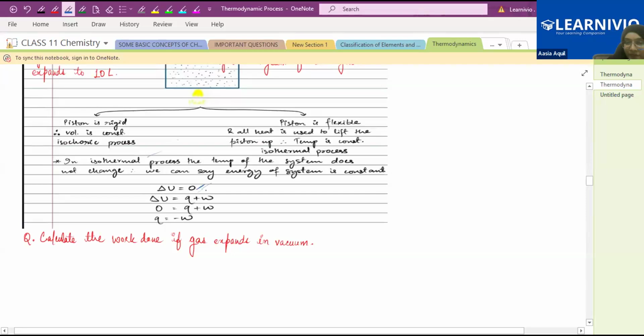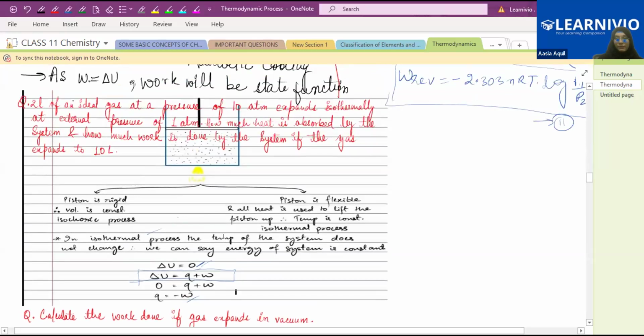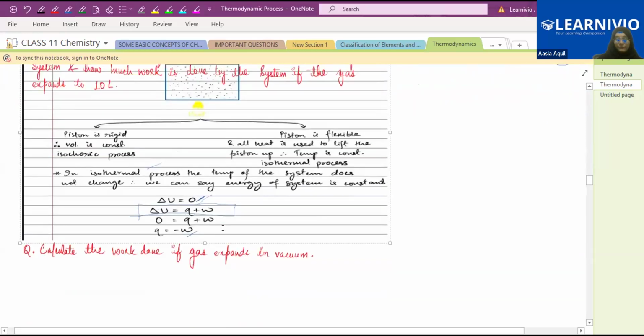If it becomes zero, it means when you substitute the value of zero in this equation, you will get that Q is equal to minus W. So the heat which is given, absorbed or released, is equal to minus W, the work done by the system. Got my point? So this is for the isothermal process. Any question from this? No, ma'am.